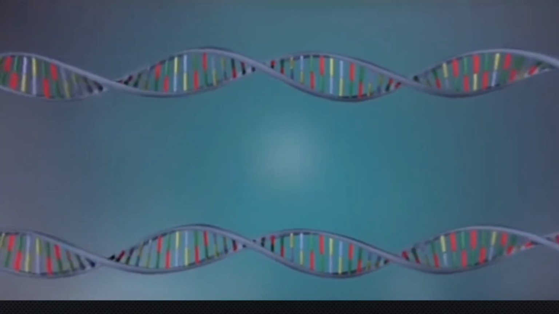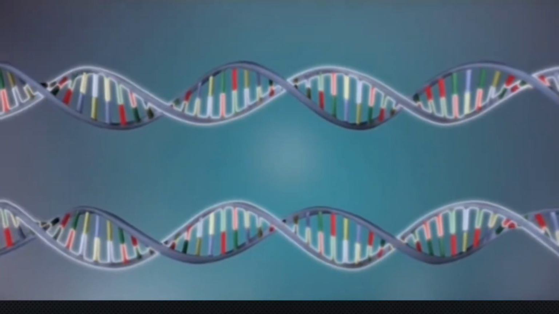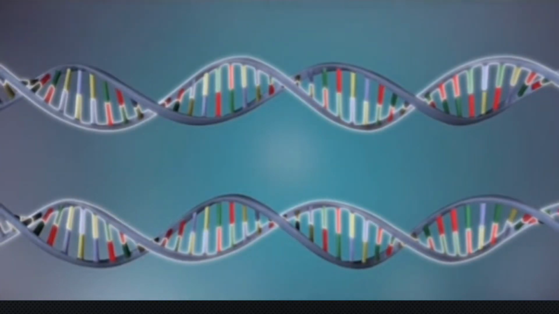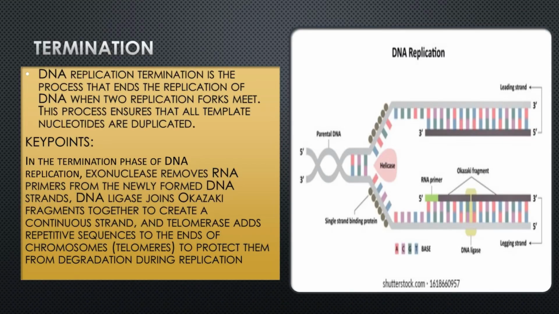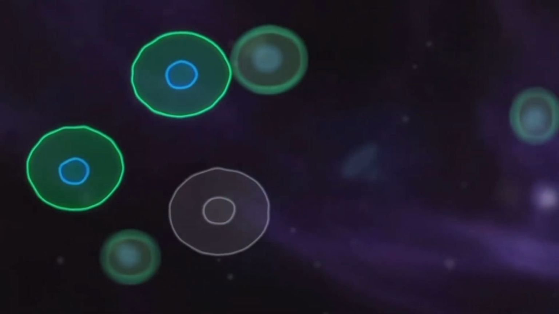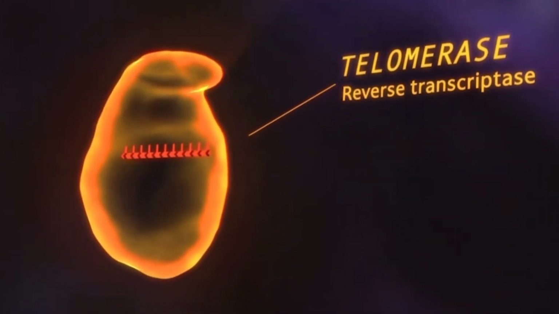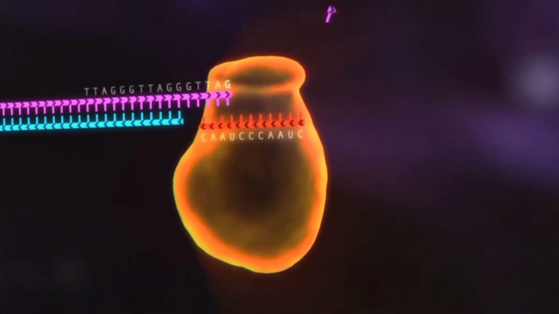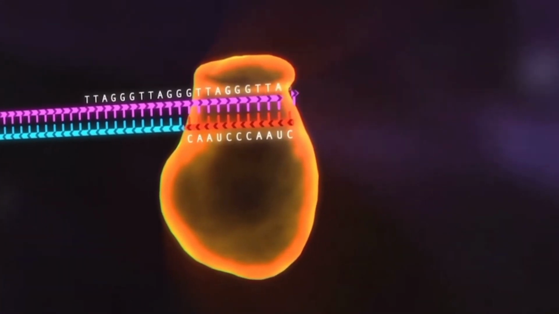However, at the ends of linear chromosomes, a unique problem will arise. So the DNA polymerase is unable to fully replicate the extreme ends of the lagging strand, leading to gradual shortening of chromosomes over successive replications. So to prevent the loss of essential genetic information, the enzyme telomerase will extend the ends of chromosomes by adding repetitive DNA sequences to the telomeres, which act as protective caps.